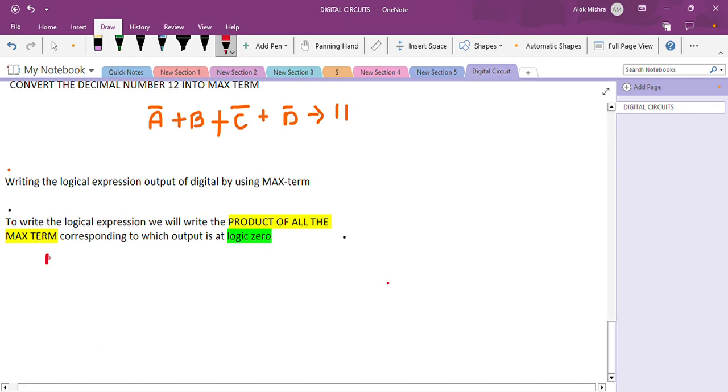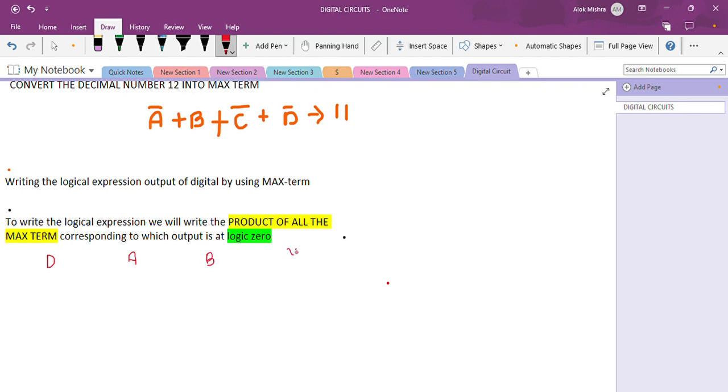Now your decimal values are D, A, B, Y, maxterm. So this is 0, then 1, then 2, and then 3. Input variables are 0 0, 0 1, 1 0, and 1 1, right?